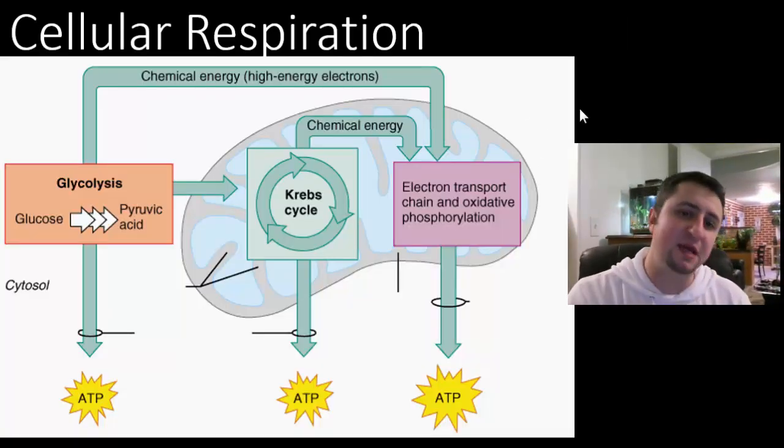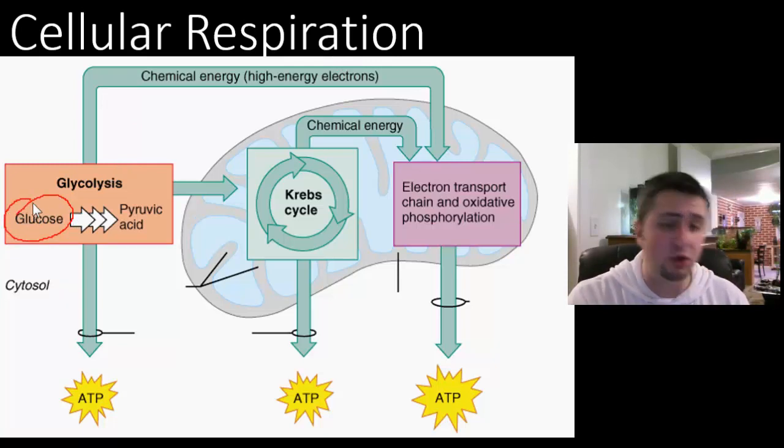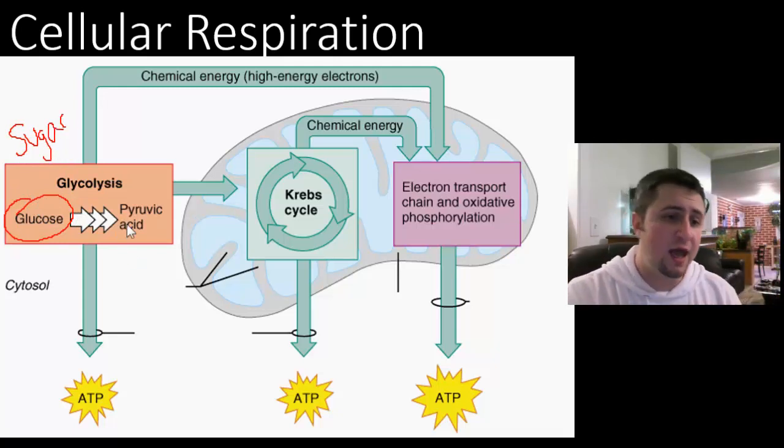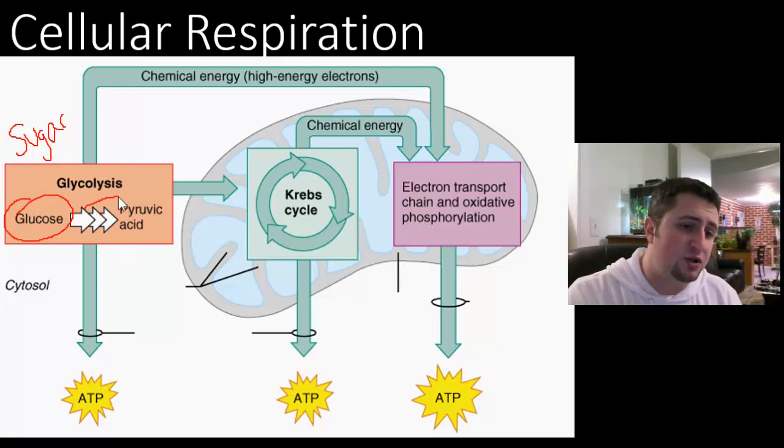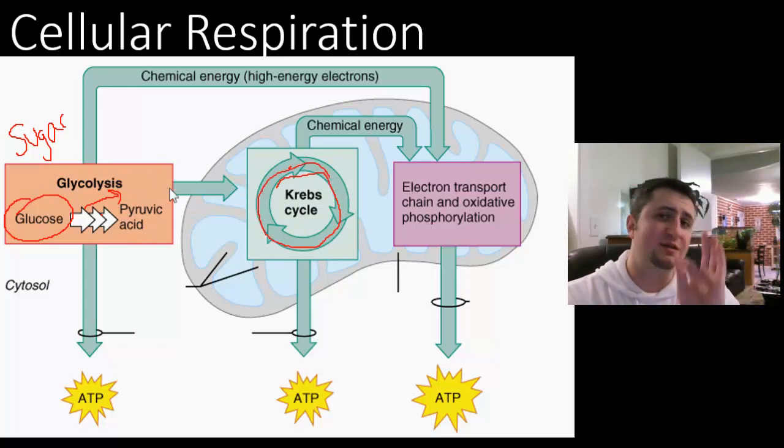That happens because of a process called cellular respiration. Basically, it all starts with a molecule of glucose. Glucose is sugar. Sugar is food. So it all starts with sugar that you eat. Sugar is broken down into 2 molecules of pyruvic acid, and the pyruvic acid goes into another process called the Krebs cycle. So let's take a step back and review.